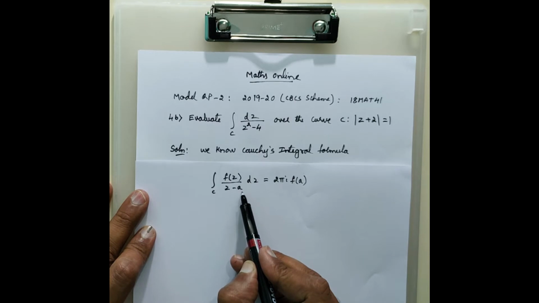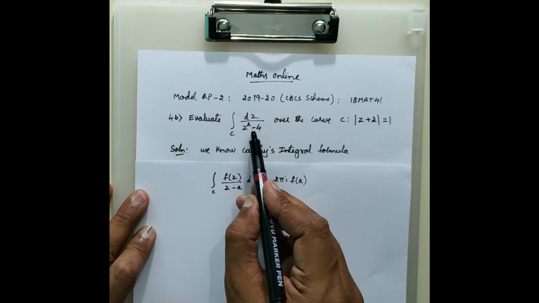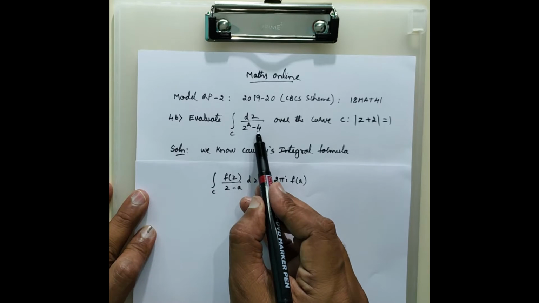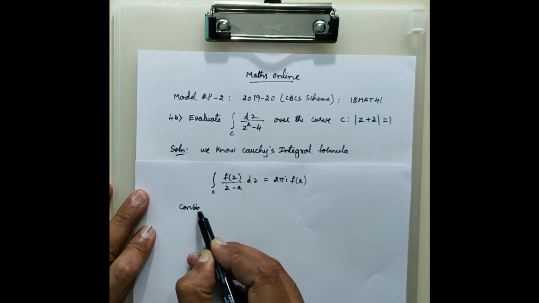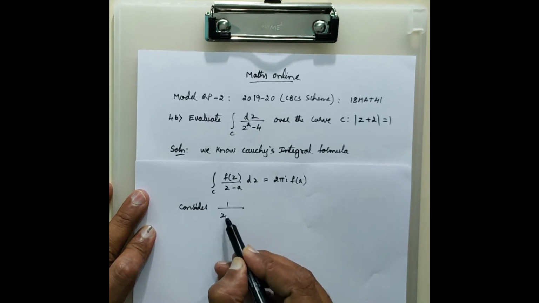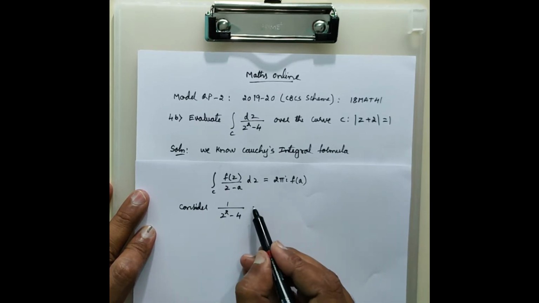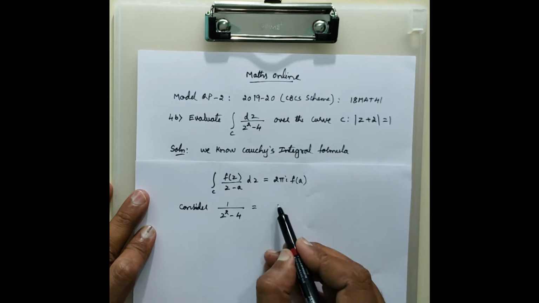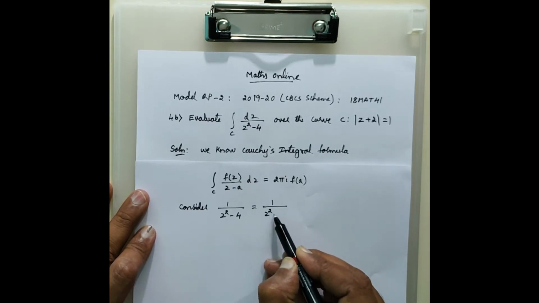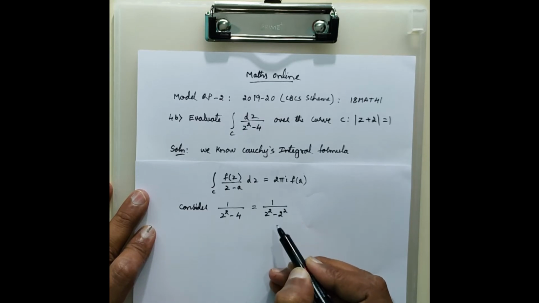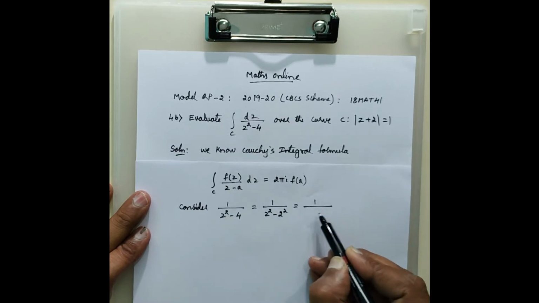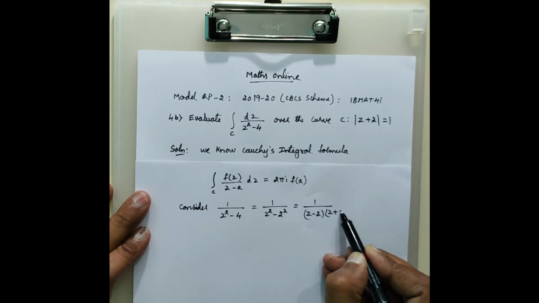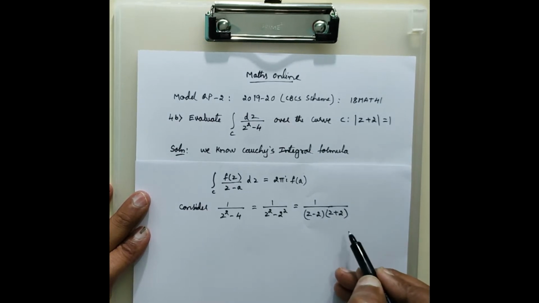To get in that form, we have to use the partial fraction method and try to eliminate that z square minus 4 and express in the form of z minus a. So consider 1 by z square minus 4. This can be written as z square minus 2 square, which is in the form of a square minus b square. Therefore you can write it in the form of a plus b into a minus b, or z minus 2 into z plus 2.